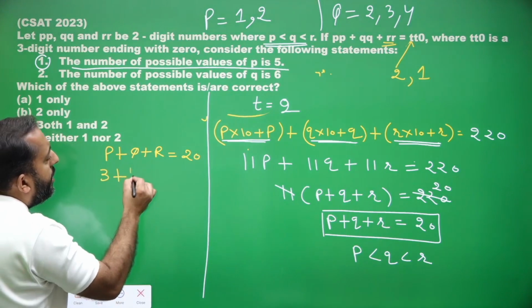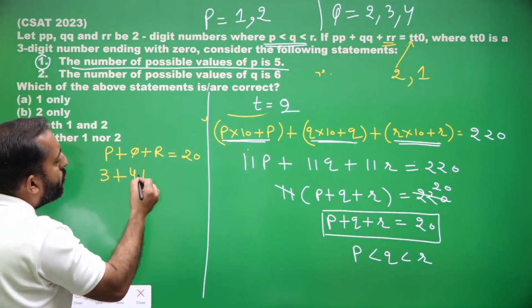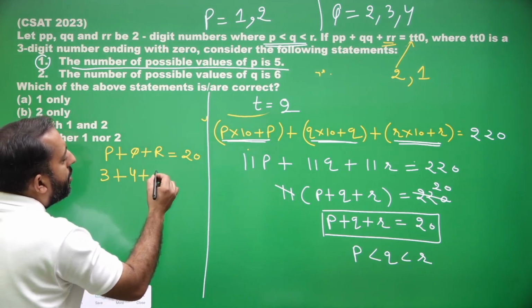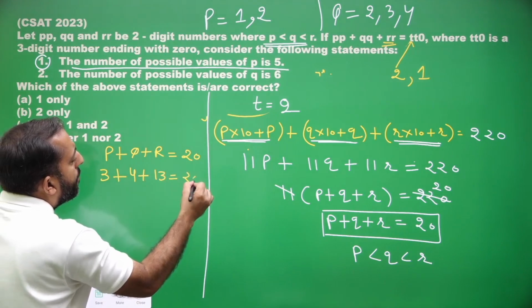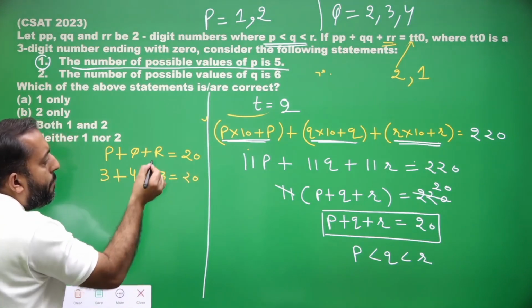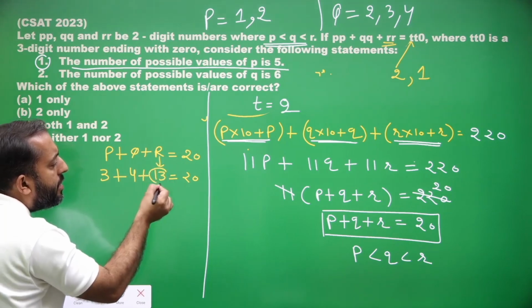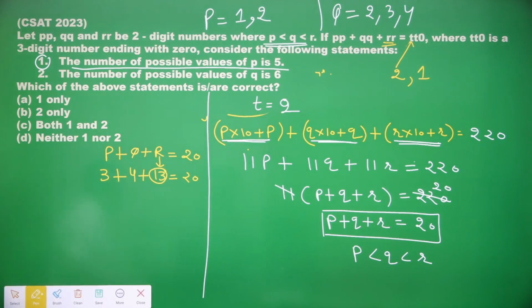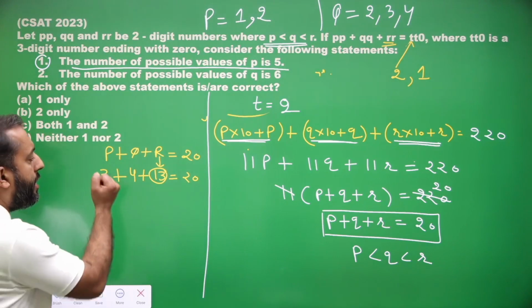If P is 3, Q can be 4. 3 plus 4 is 7, and 7 plus 13 is 20. But this is not valid. Why? Because R is a single digit number. So R cannot take 13 as a value.